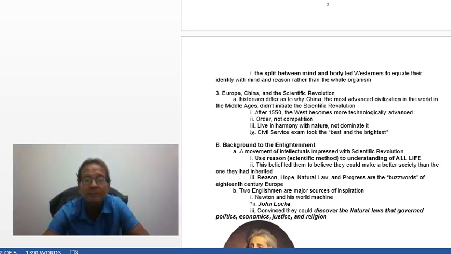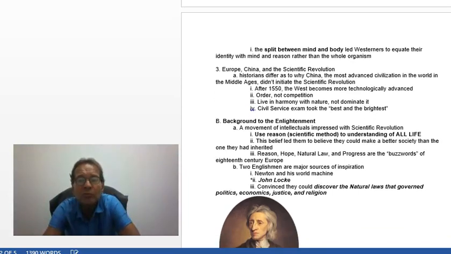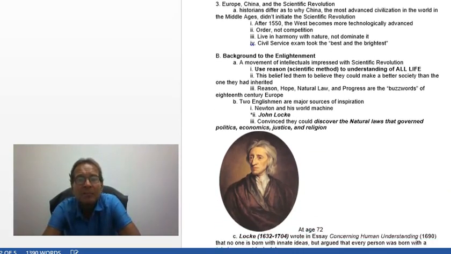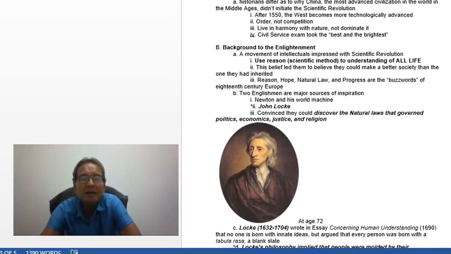The Enlightenment was a huge intellectual movement that was founded by intellectuals impressed with the scientific revolution. You must use reason to understand all life. This led them to believe that they could make a better society than the one they had inherited. Reason, hope, natural law, and progress are the buzzwords of 18th century Europe.